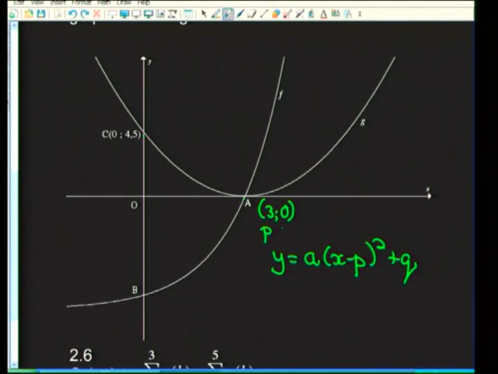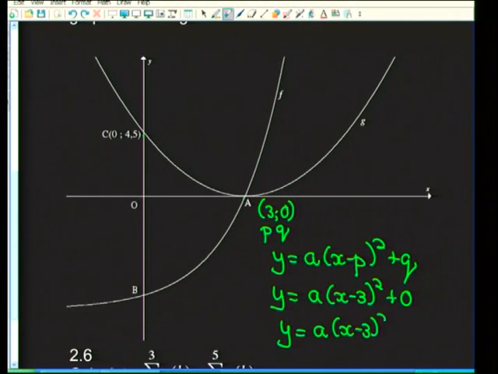And this would be your P and your Q. So y is equal to A(x minus 3) all squared plus 0. And of course, the plus 0 is not important. We've got this. Now, how do we solve for our A?